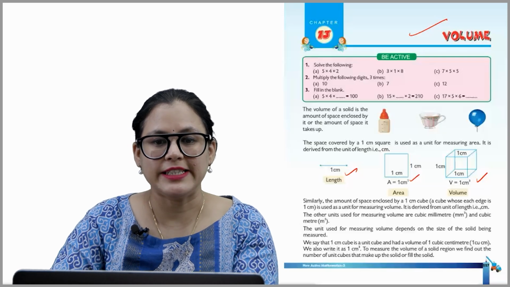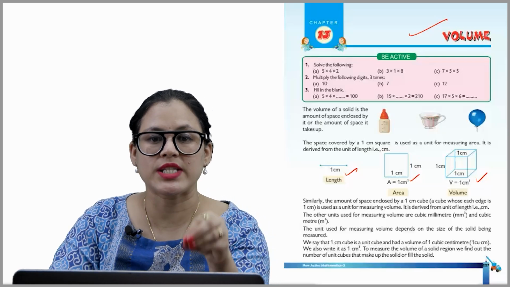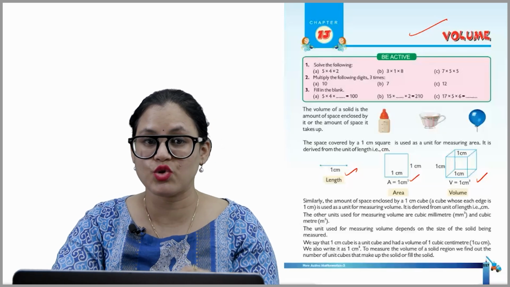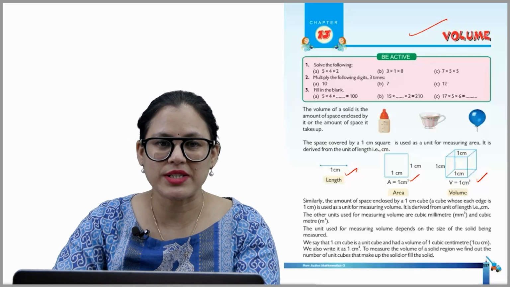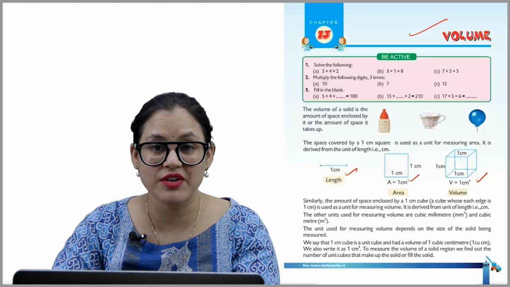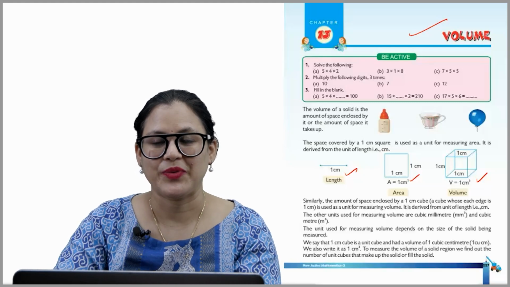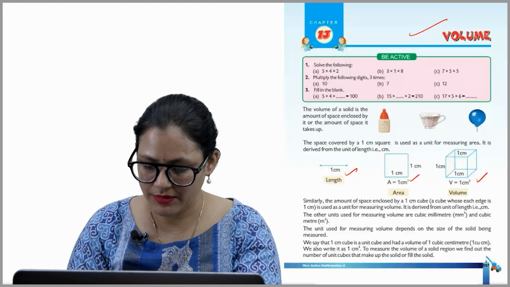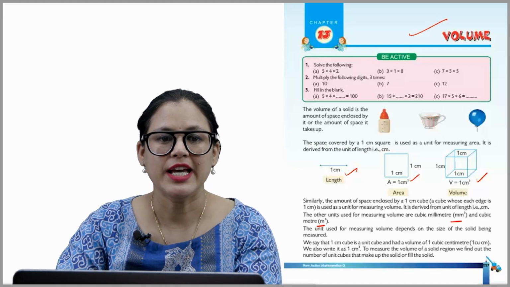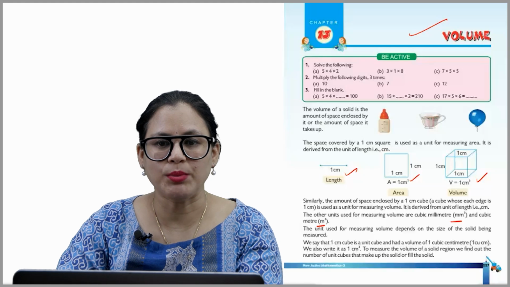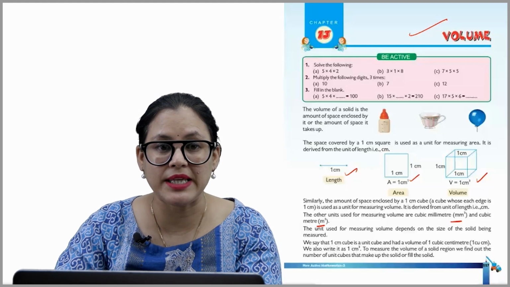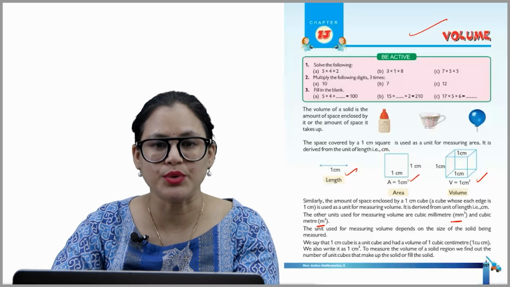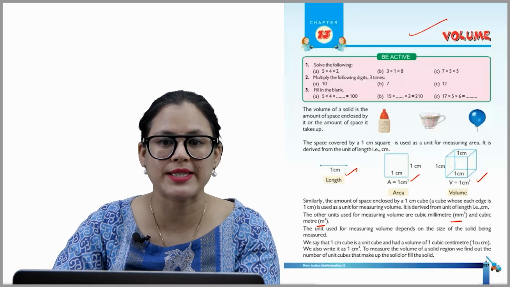Similarly, the amount of space enclosed by a 1 centimeter cube, a cube whose each edge is 1 centimeter, is used as a unit for measuring volume. It is derived from the unit of length, that is a centimeter. The other units used for measuring volume are cubic millimeter and cubic meter. The units used for measuring volume depend on the size of the solid being measured. We say that 1 centimeter cube is a unit cube and has a volume of 1 cubic centimeter.